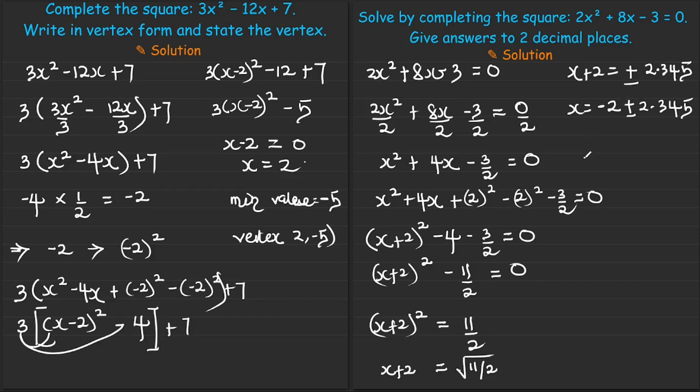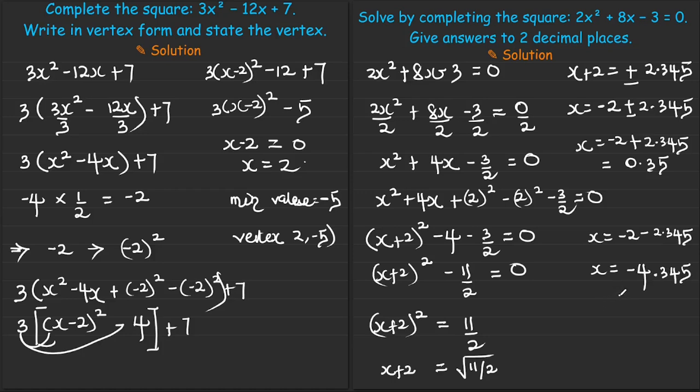Let's start with the positive. So we have x equals negative 2 plus 2.345. Hence, our x would give us 0.35. And if you have to take the negative, we have x equals negative 2 minus 2.345. So we have our x, which is equal to negative 4.345.